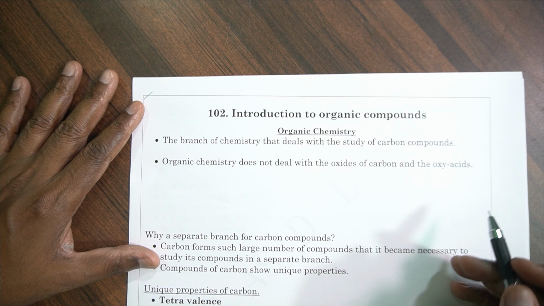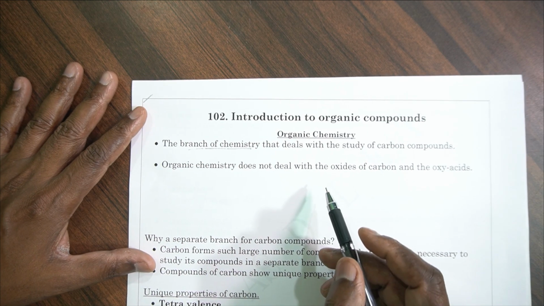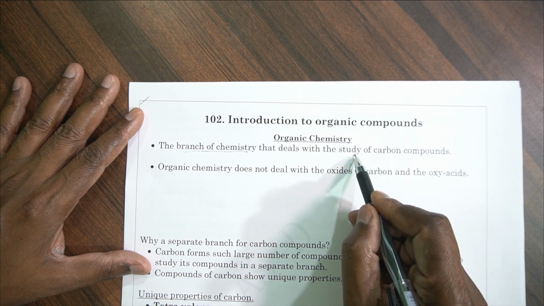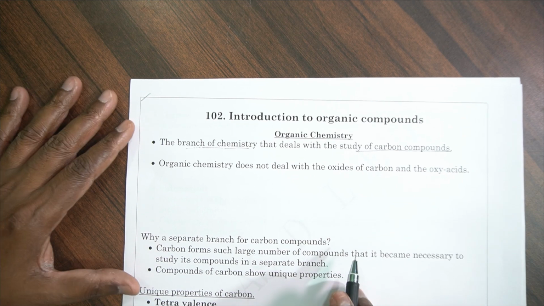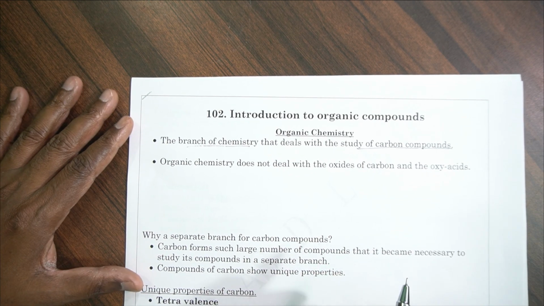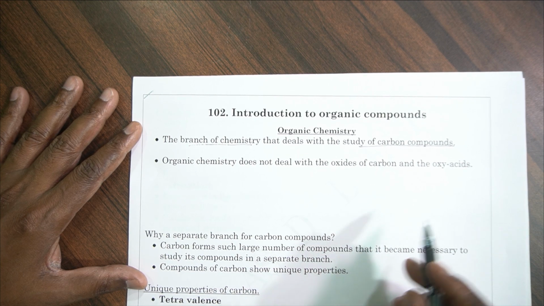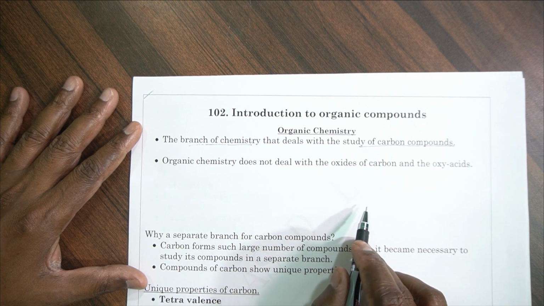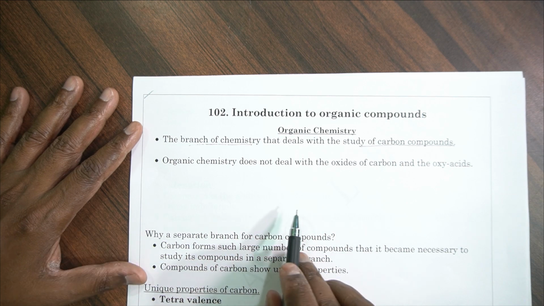So organic chemistry is the branch of chemistry that deals with the study of carbon compounds. Understand that it is a study of carbon compounds. Now, all compounds of carbon? No. Not all the compounds of carbon, only the covalent compounds, especially the hydrocarbons and their derivatives. That is what is coming under organic chemistry.